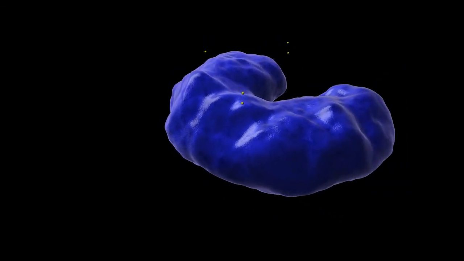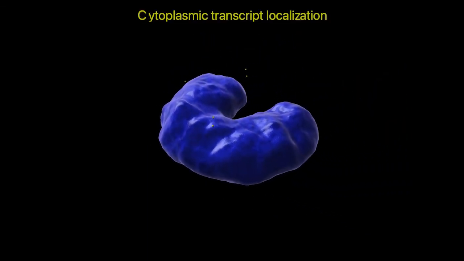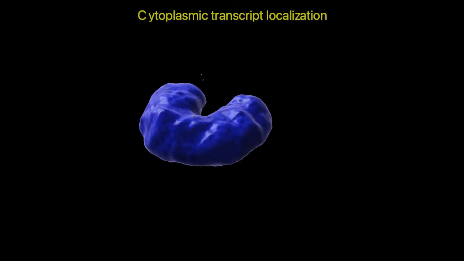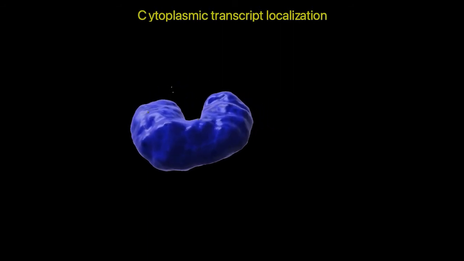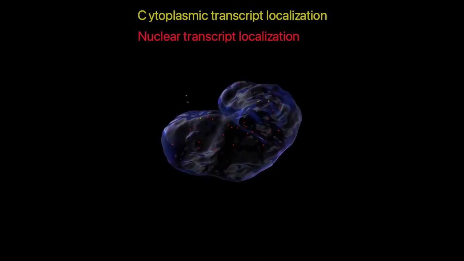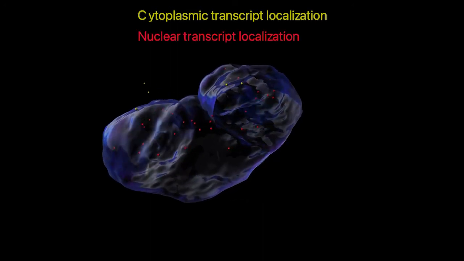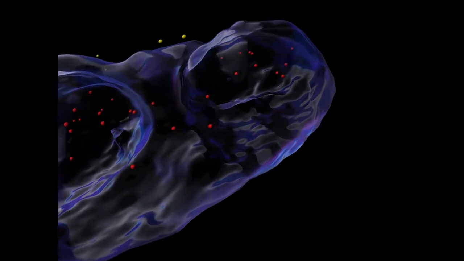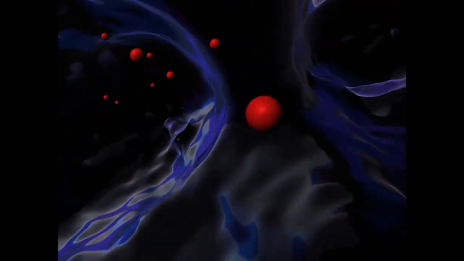If we zoom out, we see the nucleus of the cell and the location of transcripts in the cytoplasm outside the nucleus. Now, if we zoom into the nucleus, we can see RNA located there. We can see that this particular RNA is much more abundant in the nucleus than in the cytoplasm.